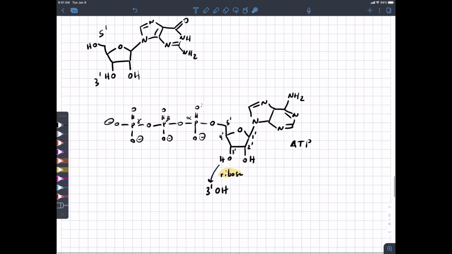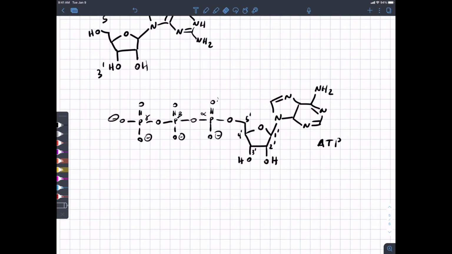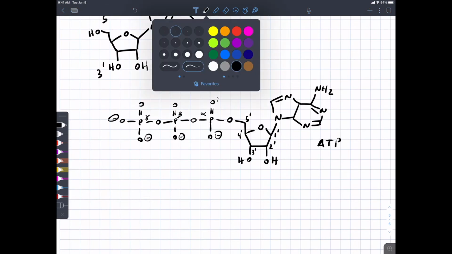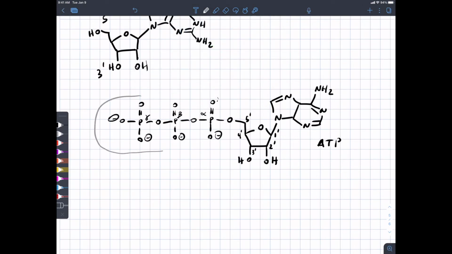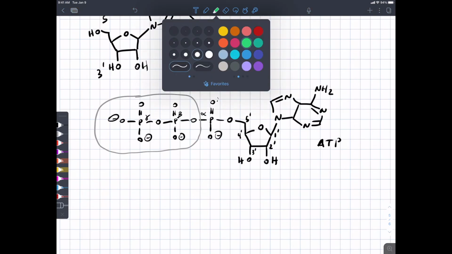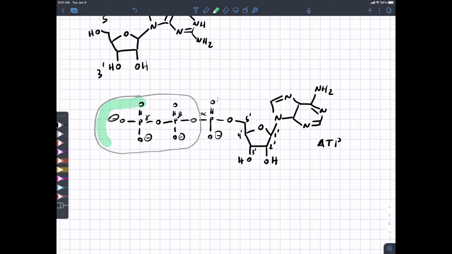So as you've learned in terpene chemistry, the pyrophosphate group is a decent leaving group, right? So what we're going to do now is just another example of substitution chemistry.